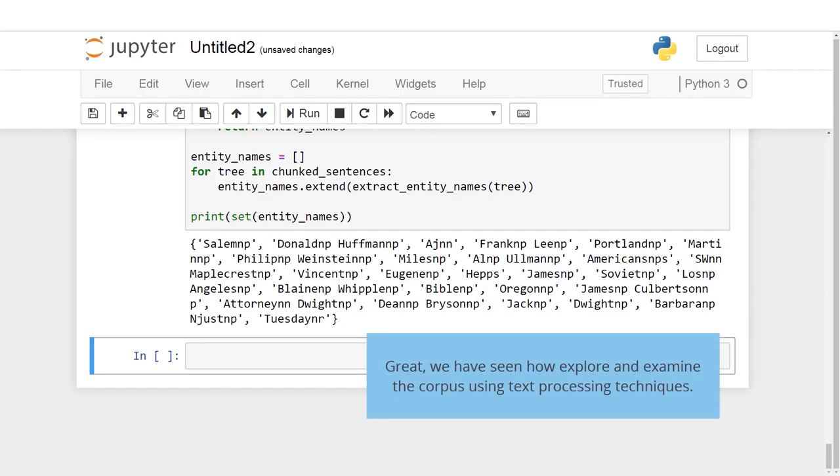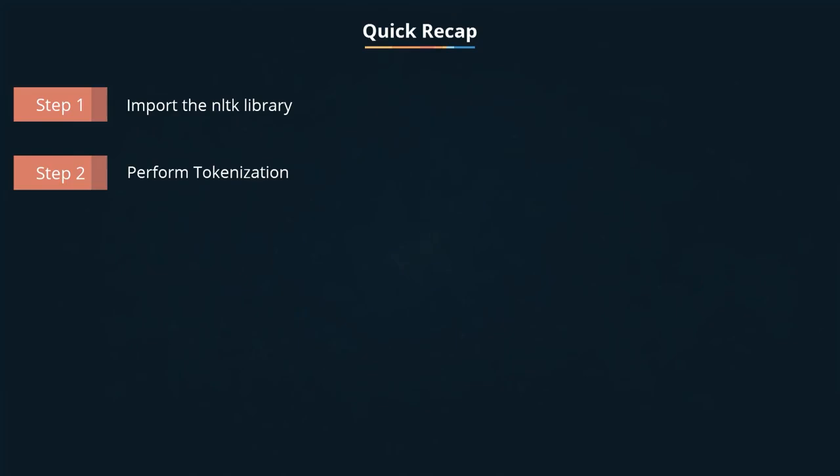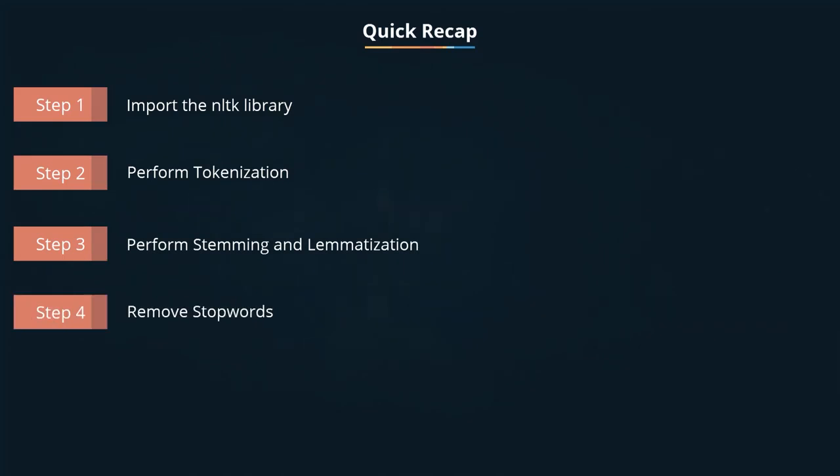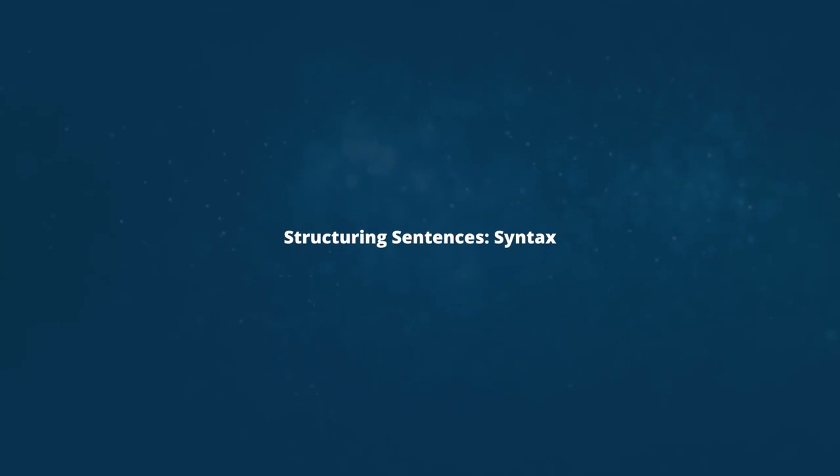Great, we have seen how to explore and examine the corpus using text processing techniques. Let's quickly recap the steps we've covered so far. 1. Import the NLTK library. 2. Perform tokenization. 3. Perform stemming and lemmatization. 4. Remove stop words. 5. Perform named entity recognition. Structuring sentences: syntax.